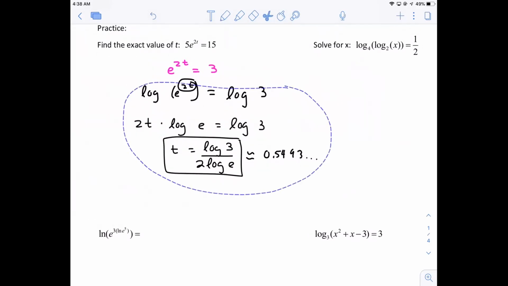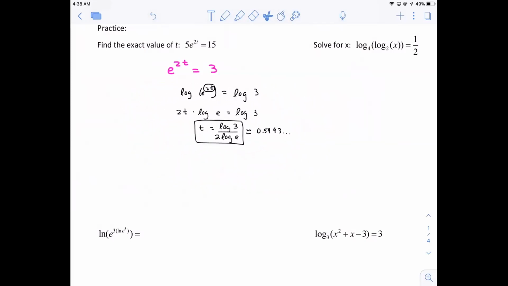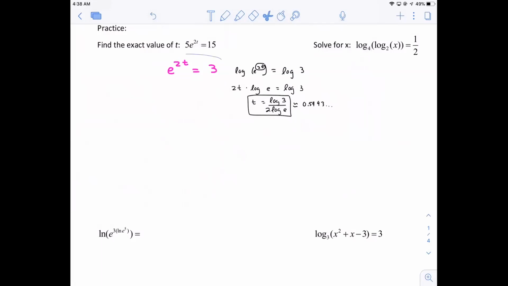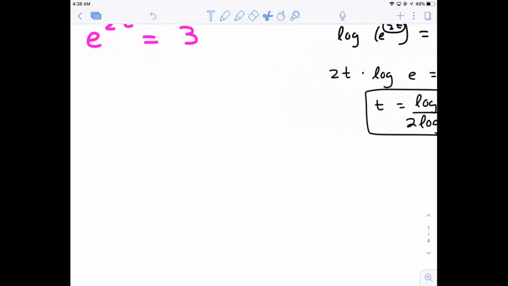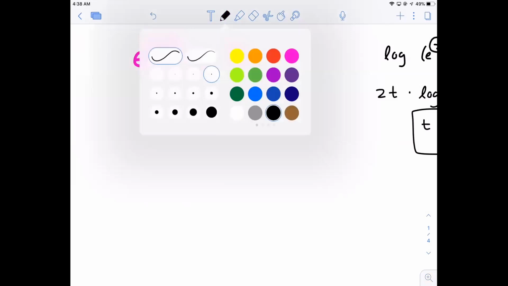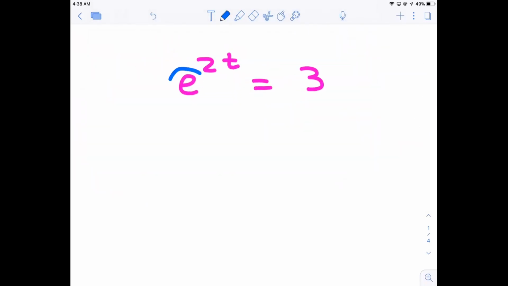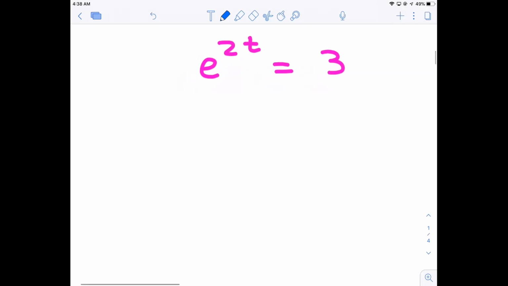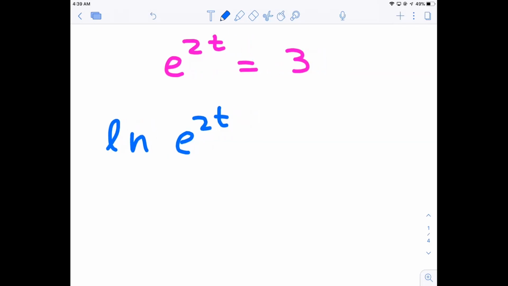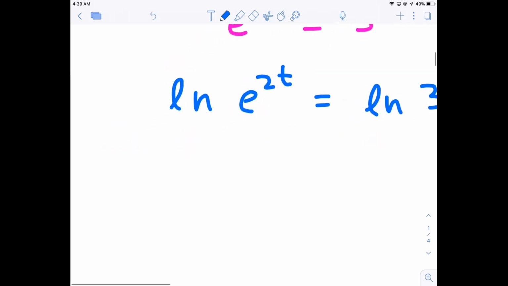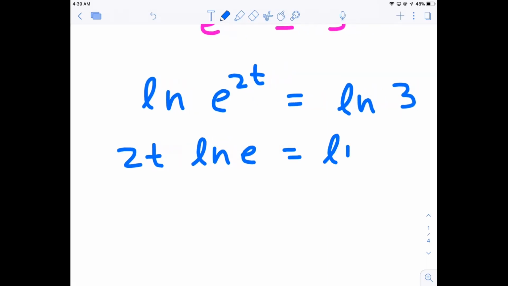But like I said, this was not the best way to do this problem. Instead of taking the log of both sides, what might have been smarter to do? If our base here is e, wouldn't it make much more sense to take log base e, or in other words, take the natural log of both sides? Let's see what happens if we take the natural log of both sides. We're going to get the natural log of e to the 2t is equal to the natural log of 3. And then when I move the 2t to the front, I get 2t natural log of e is equal to the natural log of 3.